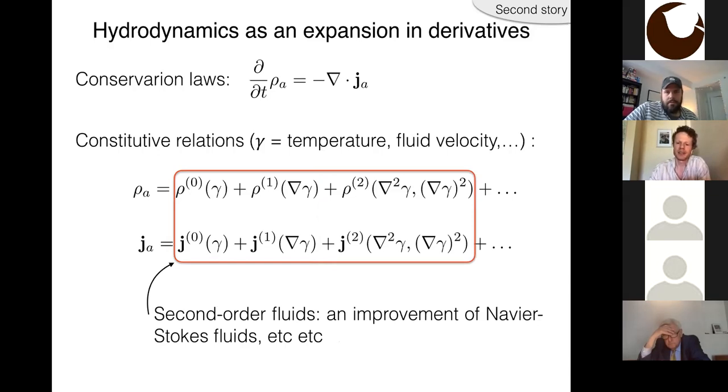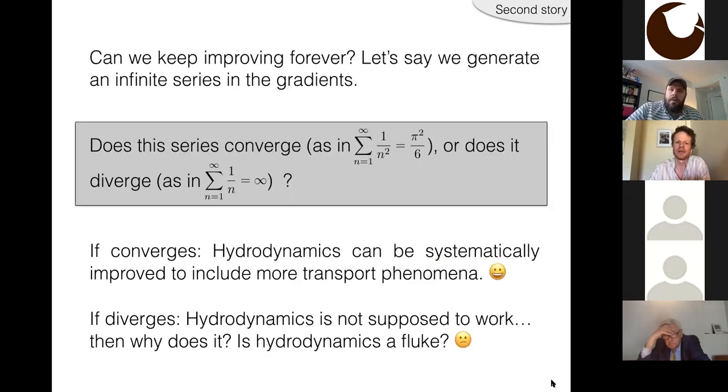Now, once you see this, there's one very natural question that you can ask. So can you keep improving forever? So let's say you generate an infinite series in these gradients. Does the series converge, as in this example, when you sum 1 over n squared and you get a finite answer? Or does the series diverge when you sum 1 over n and you get infinity? In both of these examples, each subsequent term is smaller than the previous one. But in the first case, you get a sensible finite answer. And in the second case, you have infinity.